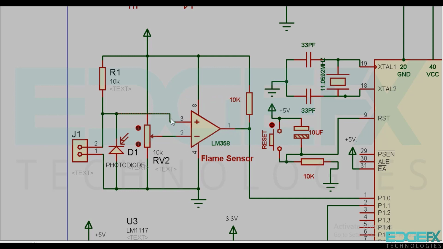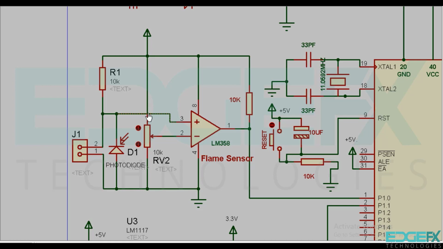At the non-inverting terminal, we have connected the photodiode in reverse bias. So when the photodiode is connected in reverse bias, based on the light falling on it, its resistance value will change. This photodiode and 10K resistor form a potential divider going to the non-inverting terminal. At the inverting terminal, we have a variable resistor to set the digital value. The output of the comparator is going to the microcontroller first pin.